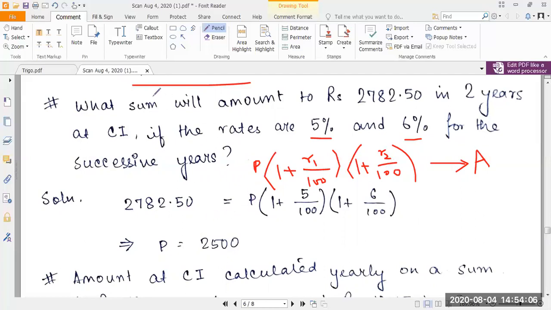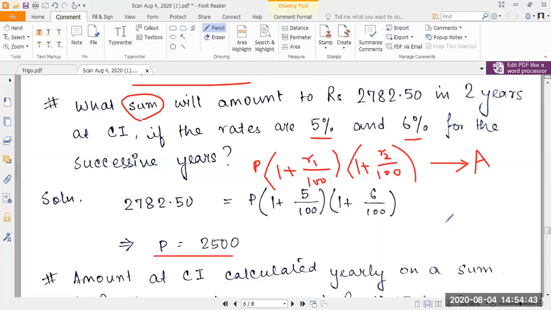And we have to find out the sum. So we need to find the principal or the capital that we have invested. That's the unknown variable P that we have to find the value of. And we put the value of R1 equals 5 and R2 equals 6. As you can see, this is a very simple equation in P. So this gives you 105 by 100, and this gives you 106 by 100. You just divide 2782.50 by 105, multiply with 100, do the arithmetic manipulations, and you'll get P to be 2500.